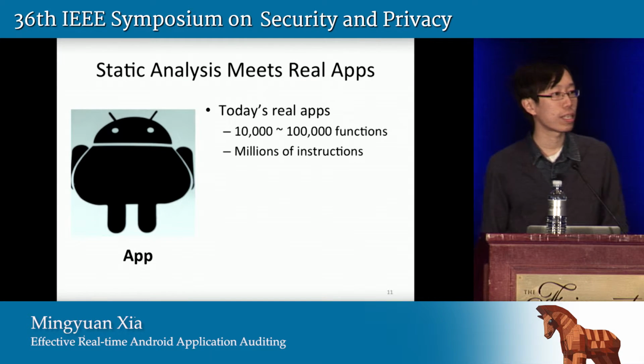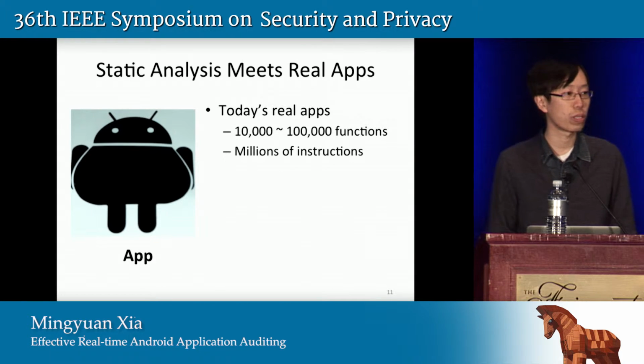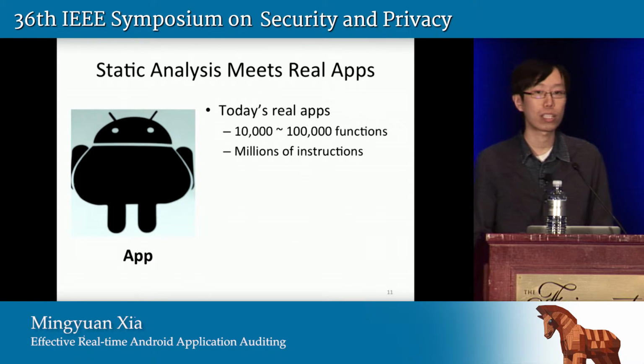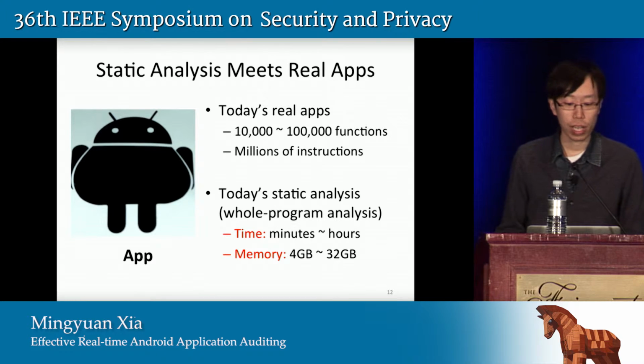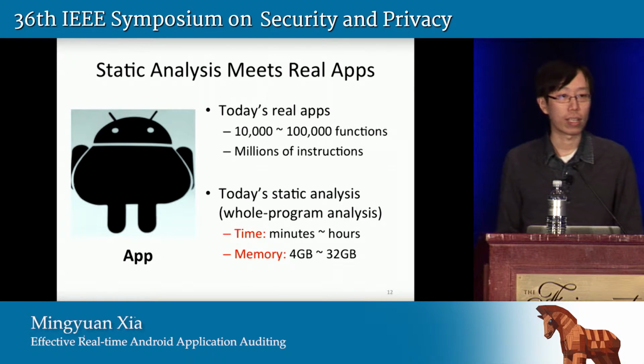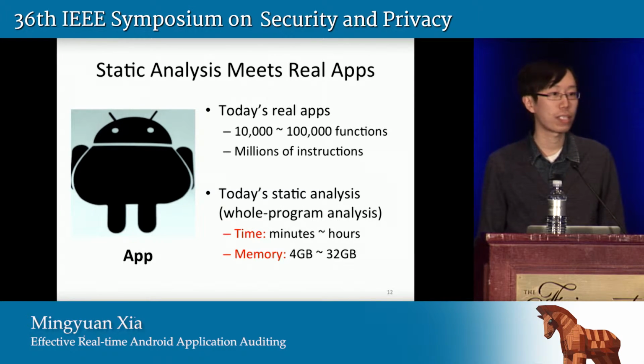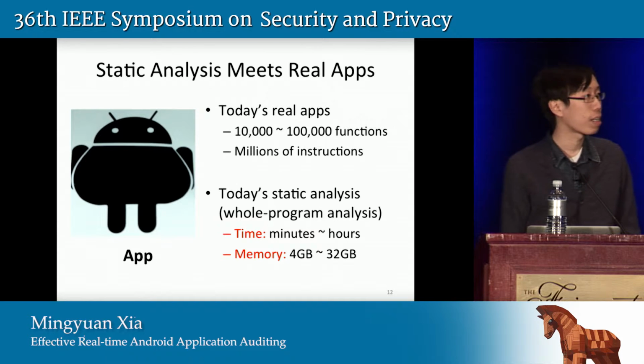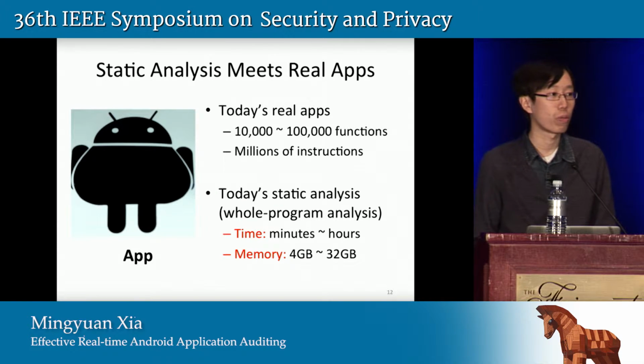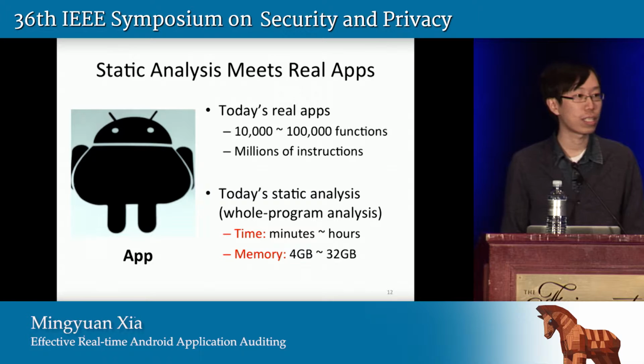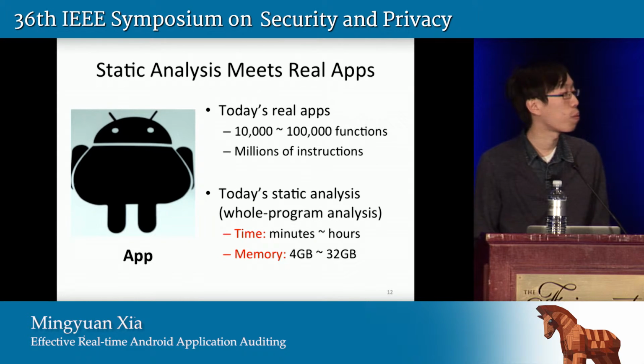Because nowadays, Android apps are becoming far more complicated than usual. A typical app has tens of thousands of functions, which means millions of instructions that have to be examined. Today's static analysis tools, which all perform whole-program analysis, need an analysis time on the scale of minutes or hours, and a great amount of memory to run. Definitely, these tools are not practical for mobile users right now.